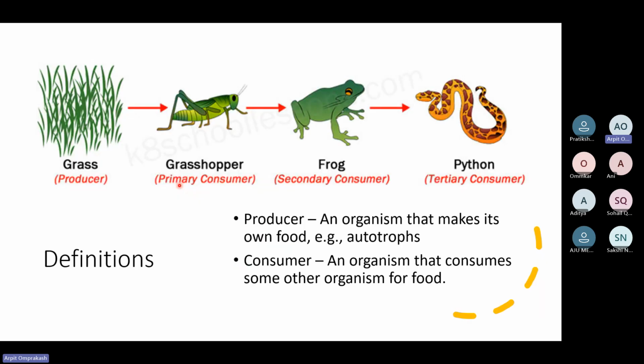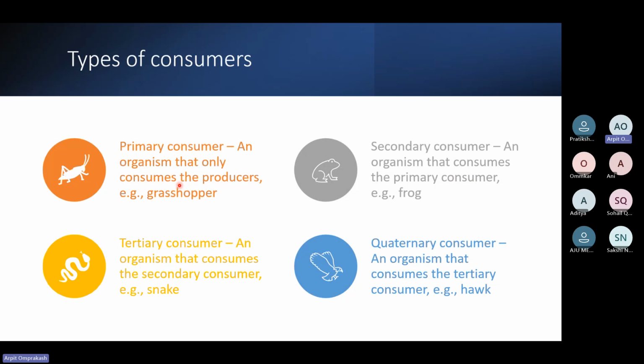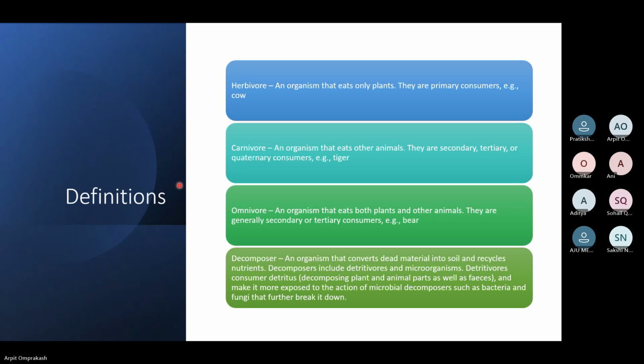Right. Then we have more definitions. A producer is an organism that makes its own food, and a consumer is an organism that consumes some other organism for its food. Then there are different kinds of consumers. A primary consumer only consumes producers. A secondary consumer consumes a primary consumer. Tertiary consumers consume secondary consumers. A quaternary consumer consumes the tertiary consumer, and so on.